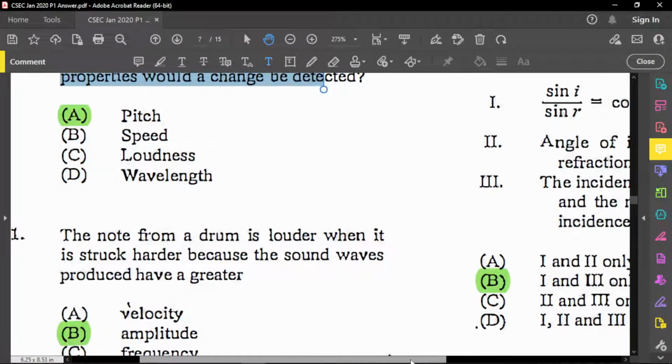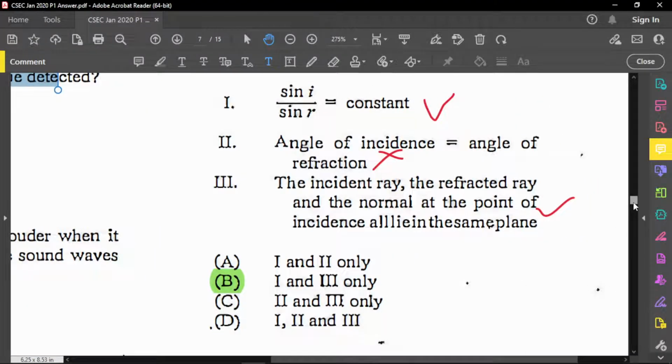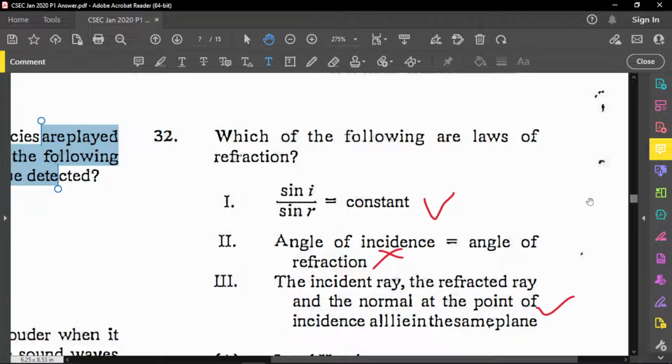And question number 32 is up side of the page. This question states: which of the following are laws of refraction? So sine I over sine R, which gives a constant. Yes, that obeys the law.